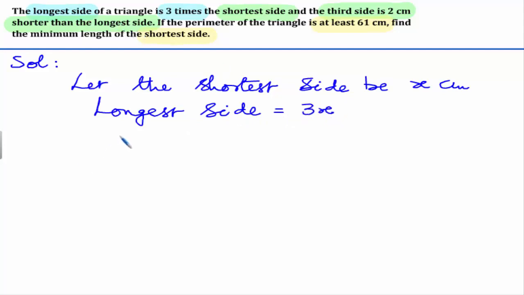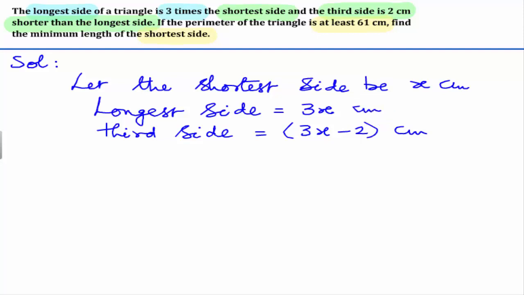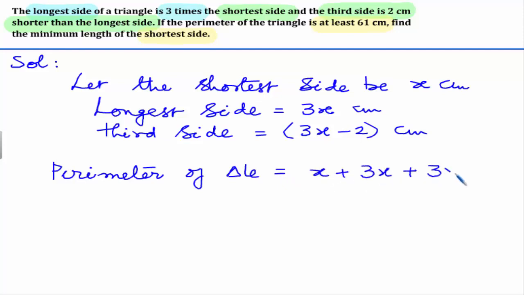And now the third side, it is given that it is 2 centimeters shorter than the longest side. Here the longest side is 3x, therefore it is 3x minus 2 centimeters. Now let us find out the perimeter. We know that the perimeter of a triangle is the sum of the 3 sides, that is x plus 3x plus 3x minus 2, which will be 7x minus 2 centimeters.